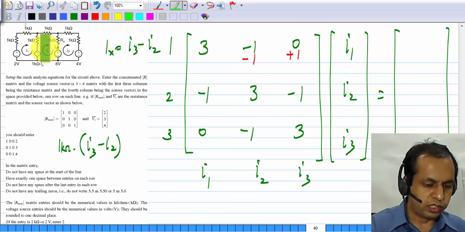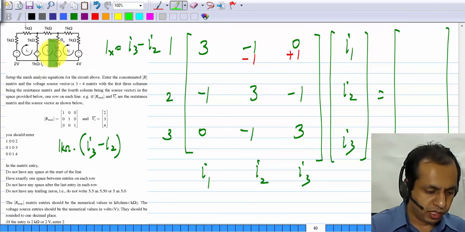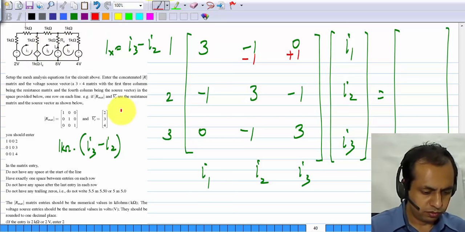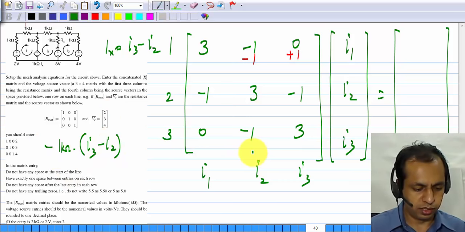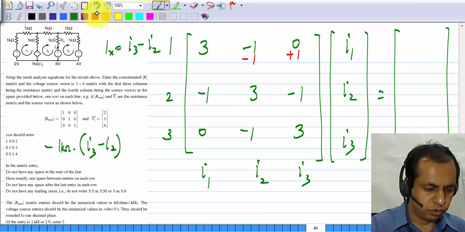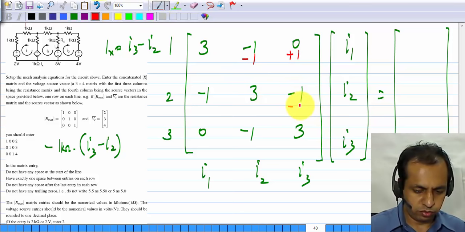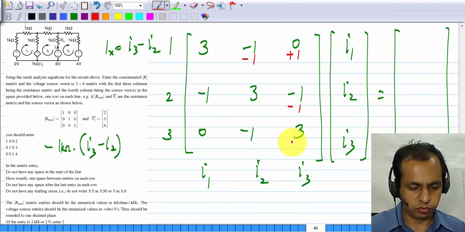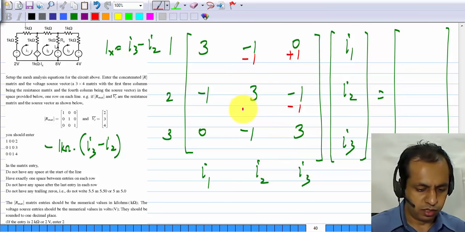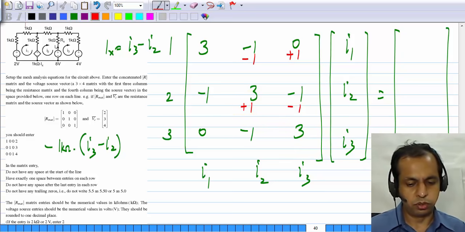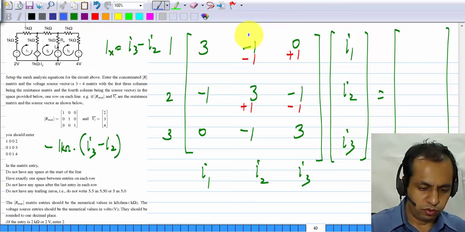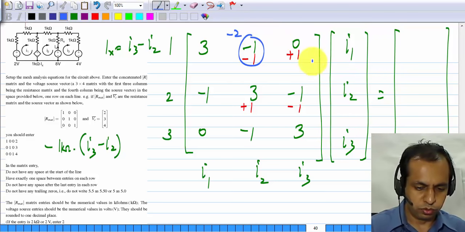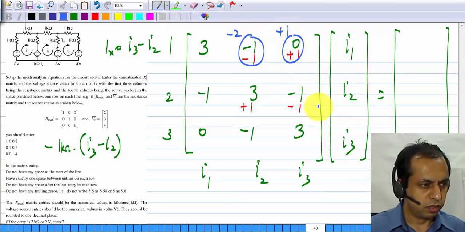Now this also adds to the second mesh. In the second mesh the voltage drop is the negative of this. It's minus 1 kilo ohm times I3 minus I2. So in the second mesh, we have to add minus 1 to the coefficient of I3 and plus 1 to the coefficient of I2. And if you combine these, you get minus 2 plus 1.